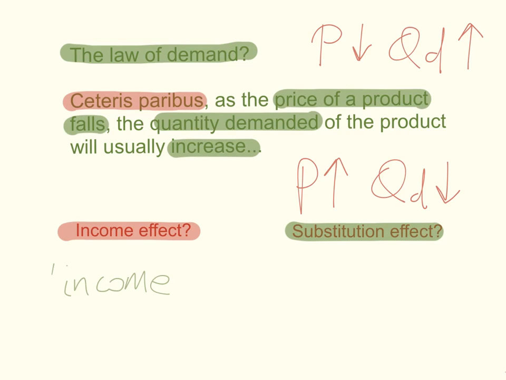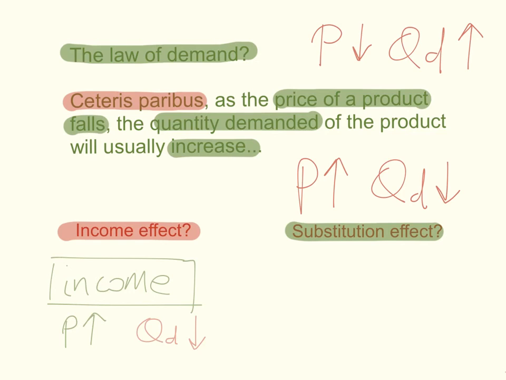If we hold income constant, and the price of a product rises, naturally consumers will buy less of that product, right? Because their income hasn't changed. So that's one way of explaining it. And the opposite is true. If price falls and income is held constant, naturally we will assume that consumers can afford to purchase more.